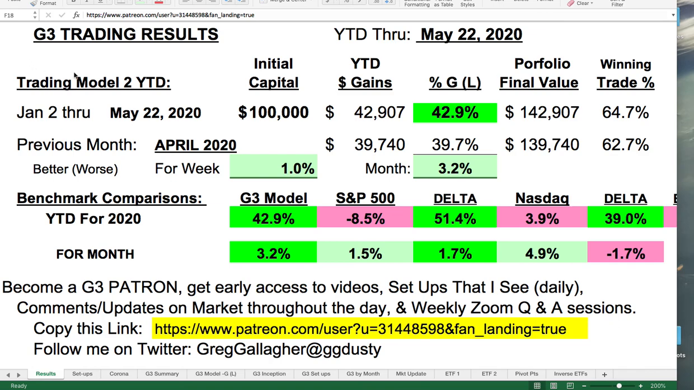Okay, so I could do a little bit of advertising here. G3's trading results. We started Model 2 January 2nd this year, and through May 22nd, we have gained 42.9% by trading ETFs. We're handily beating the S&P and the NASDAQ, although the NASDAQ has beat me so far this month. Haven't had the best trading month. But when the market starts to go sideways, it gets tough to trade.